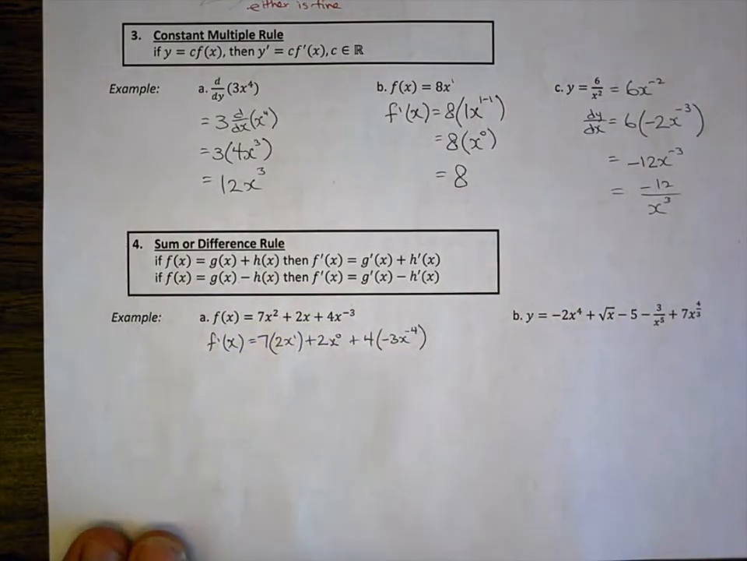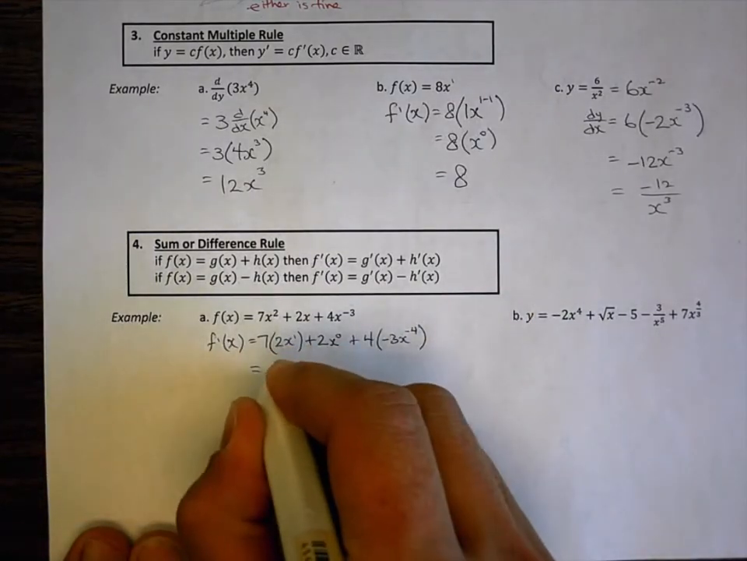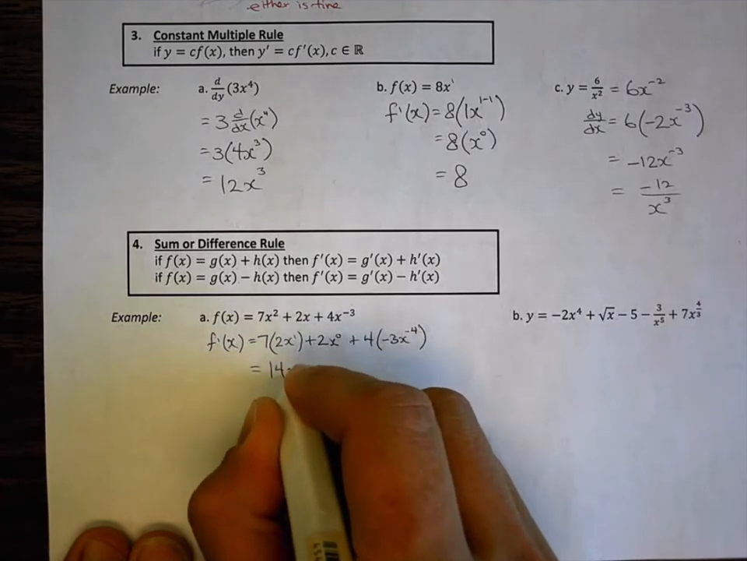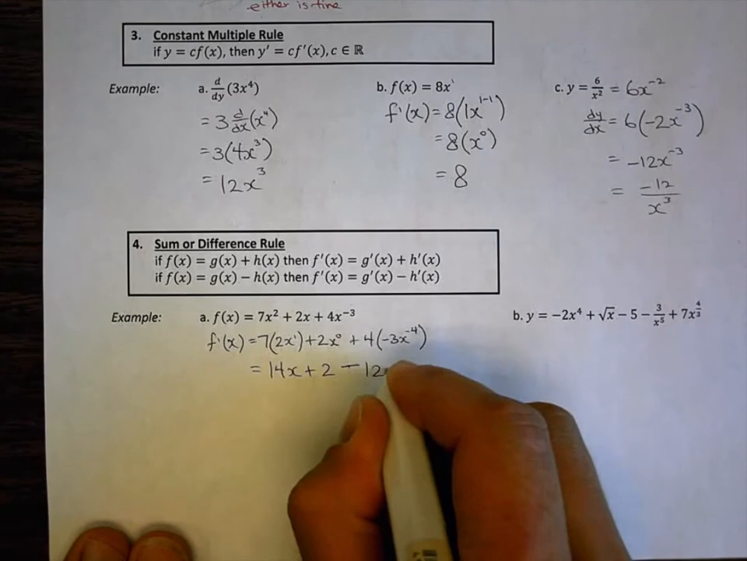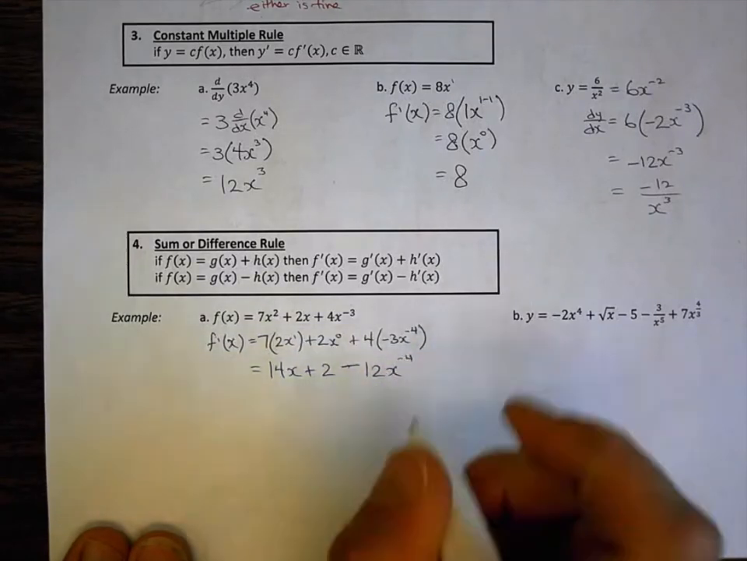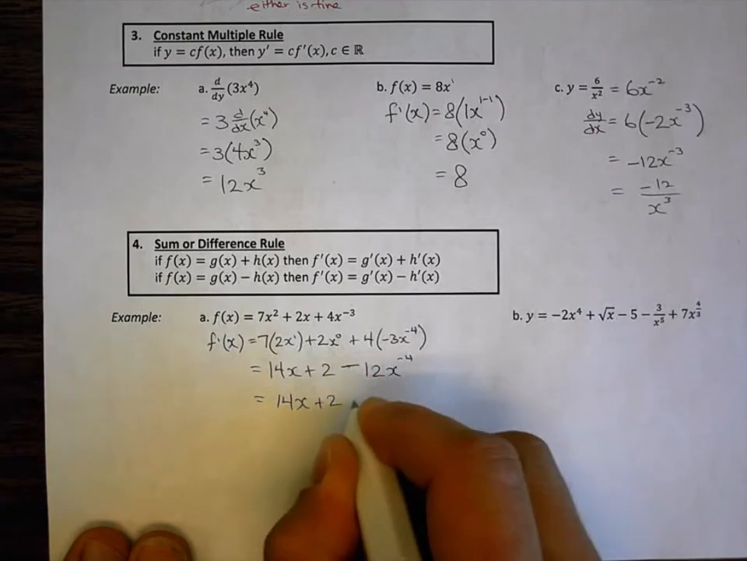Now you could give this to a grade 9 student and they can just simplify it for you, right? This is no longer calculus, this is just algebra. This is going to become 14x. This is going to become 2. This is going to become negative 12x to the negative 4. I like all of this except for the negative exponent.